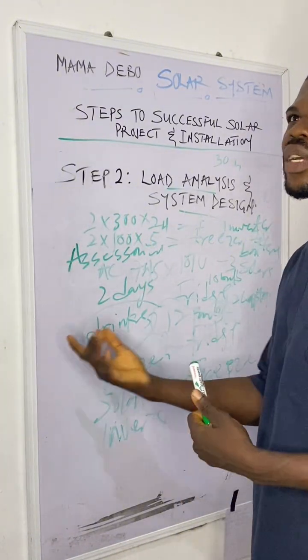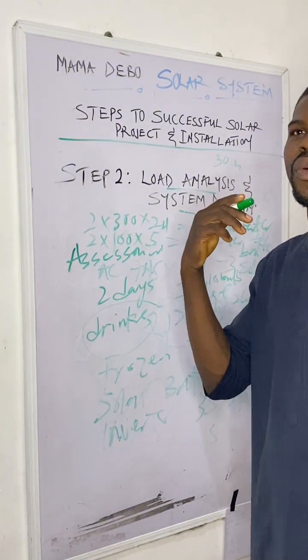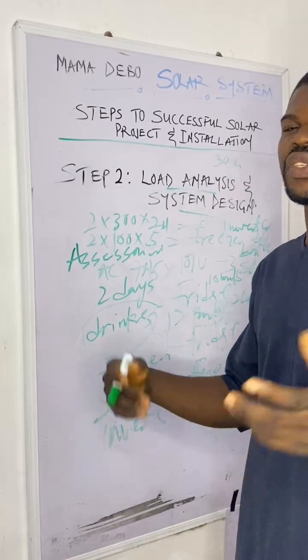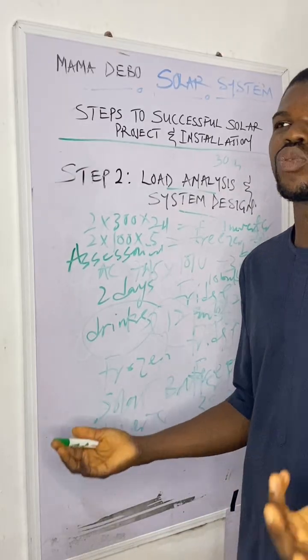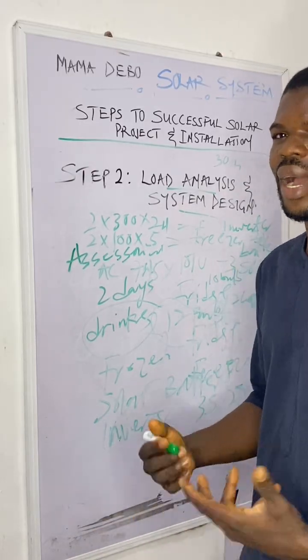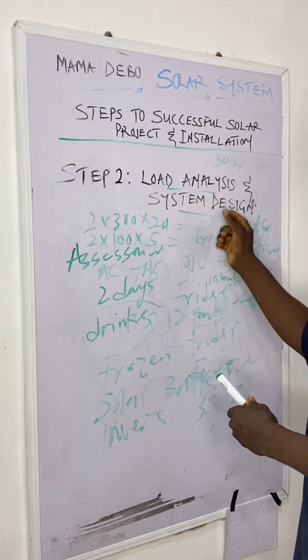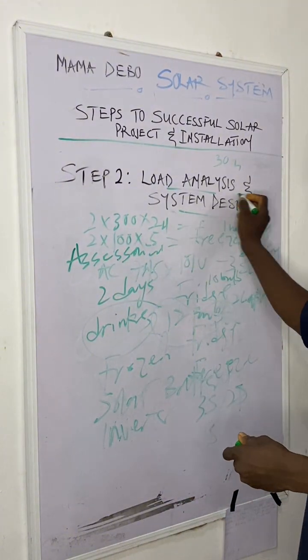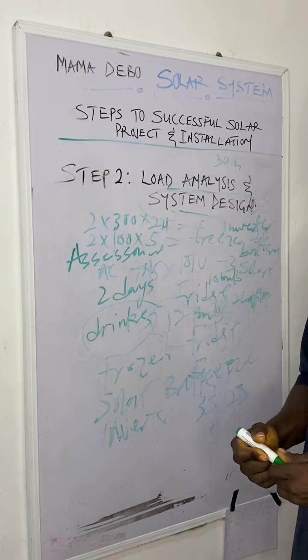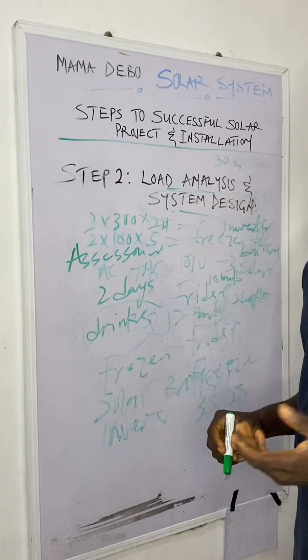It is not when you get to the site that you'll be calling people that, okay, I have 15 panels, I have 30 panels. How do I want to connect it to my charge controller? How do I want to connect it to my hybrid inverter? No. If you have done your system design before you leave your office or before you even send your quotation, then you won't have any problem.